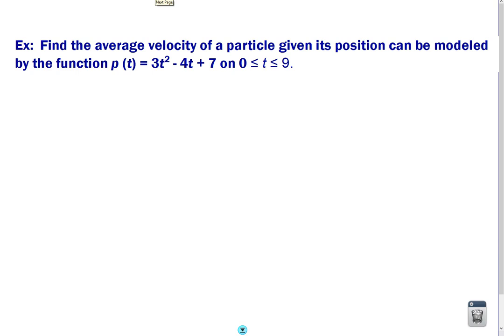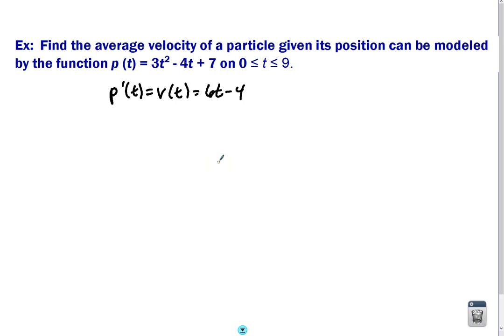Find the average velocity of the particle, given its position is p of t. Okay, so find the average velocity given position. Ooh. Okay, so I have position, but I need average velocity. Let's go ahead and talk about this one. Velocity is the derivative of position, which I do have, but I don't have velocity. So I need to find p prime of t to give me v of t. So that's going to be 6t minus 4.